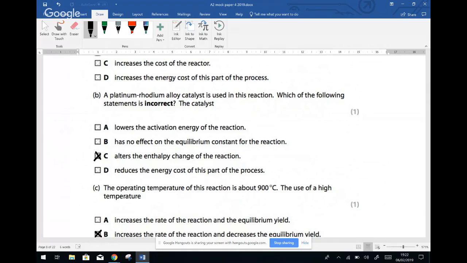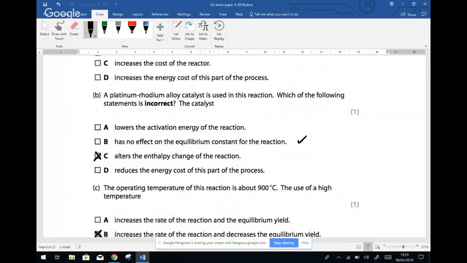But let's continue anyway, because I'm pretty sure I ticked it and then I had to go through and check. It has no effect on the equilibrium constant for the reaction. That is absolutely true. So that is a definite yes, because equilibriums increase the rate and forward reactions equally. It alters the enthalpy change of the reaction. That's incorrect. Now, people often wonder why for this, because it's telling me that it alters it.